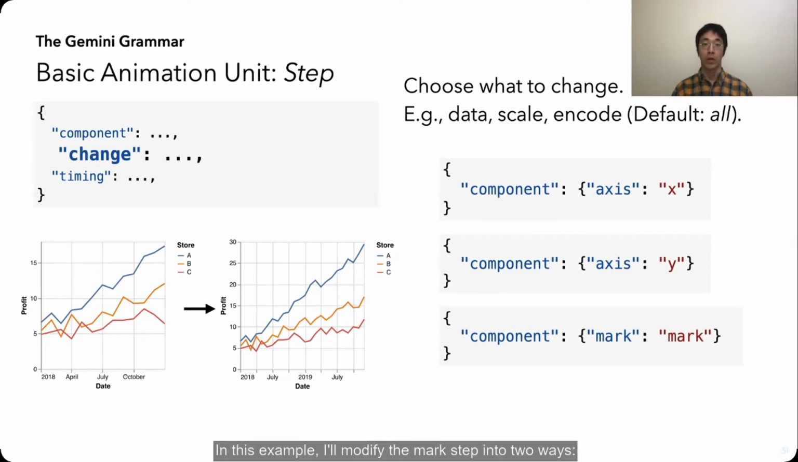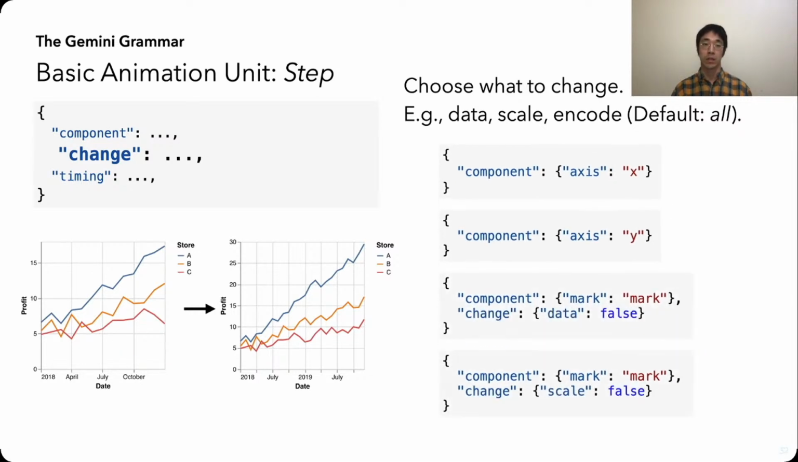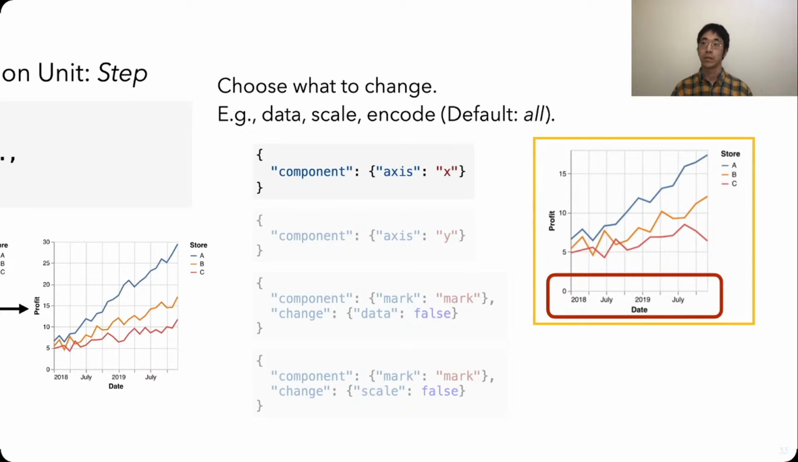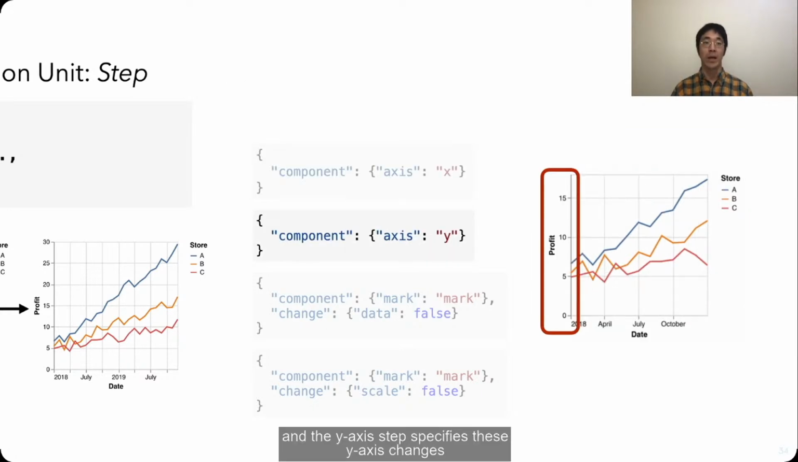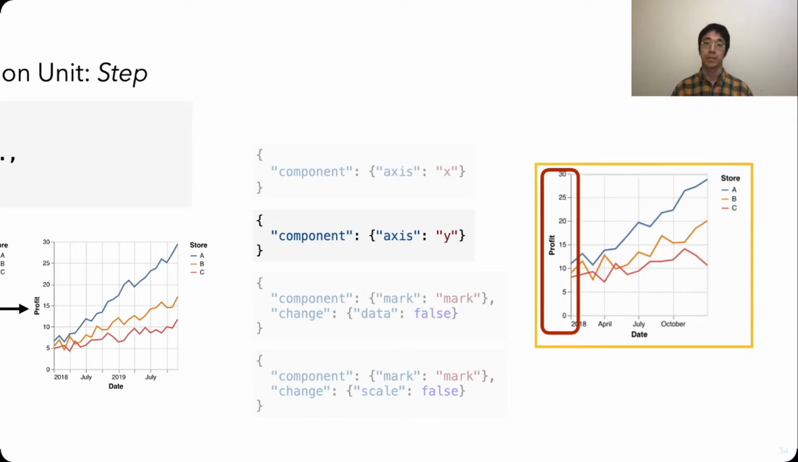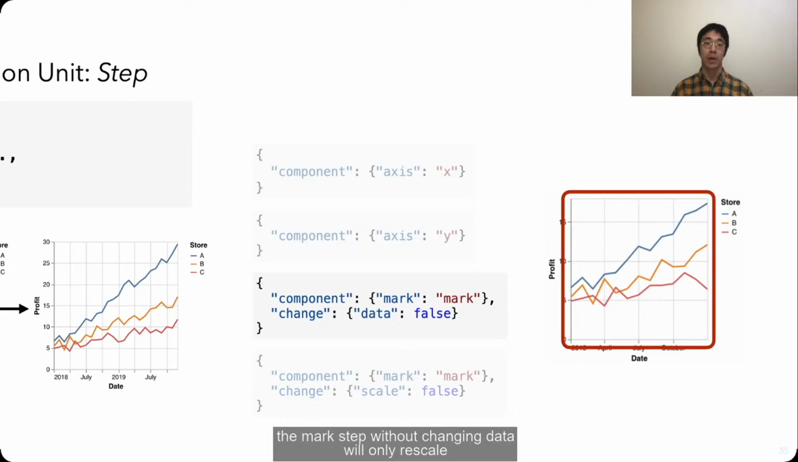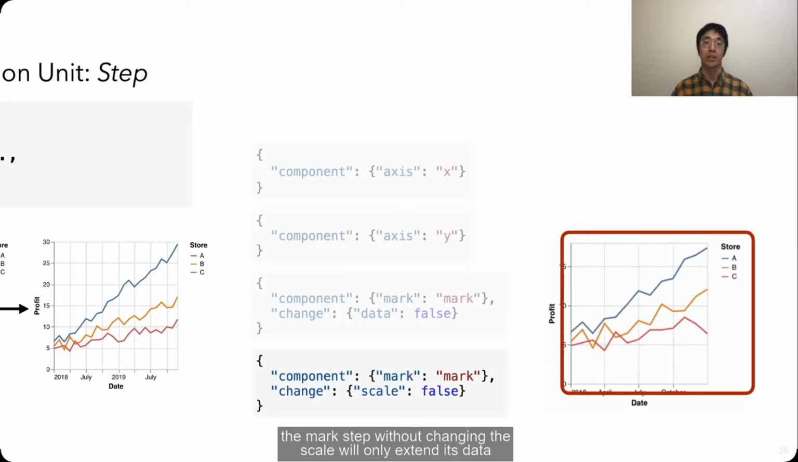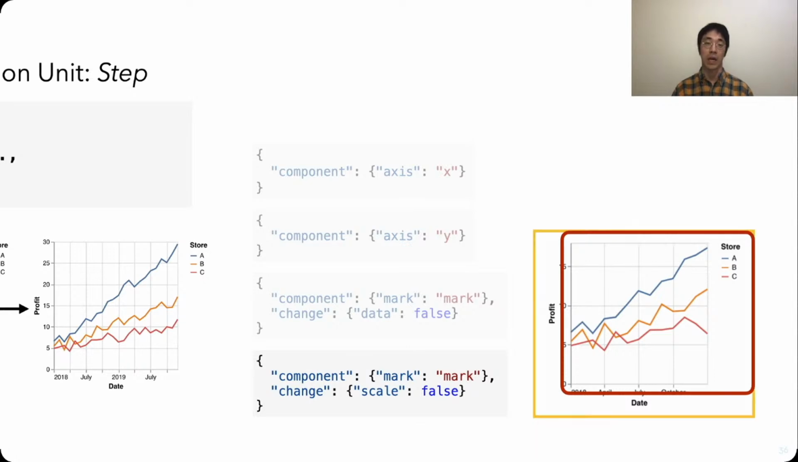In this example, I'll modify the mark step into two ways. Change all except for its data, and change all except for its scale. As a result, the x-axis step specifies these x-axis changes, and the y-axis step specifies these y-axis changes. The mark step without changing data will only rescale. The mark step without changing the scale will only extend its data.